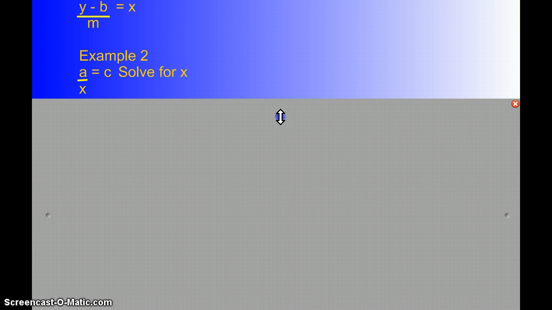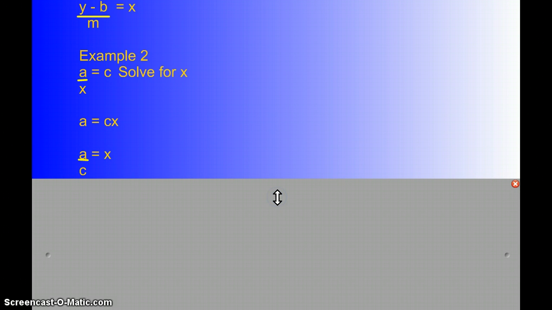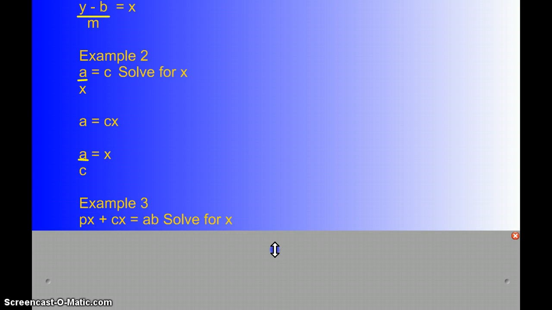Well, in this case, we have to multiply both sides by x in order to get rid of it on the left side and move it to the right side, so we end up with a equals c times x. Now we have something that we should be familiar with and able to solve quite easily, where in order to solve this, all we have to do is divide both sides by c, giving us x equals a divided by c. Our final example is going to be one that has a little bit higher level of difficulty, a little more challenge to this question.